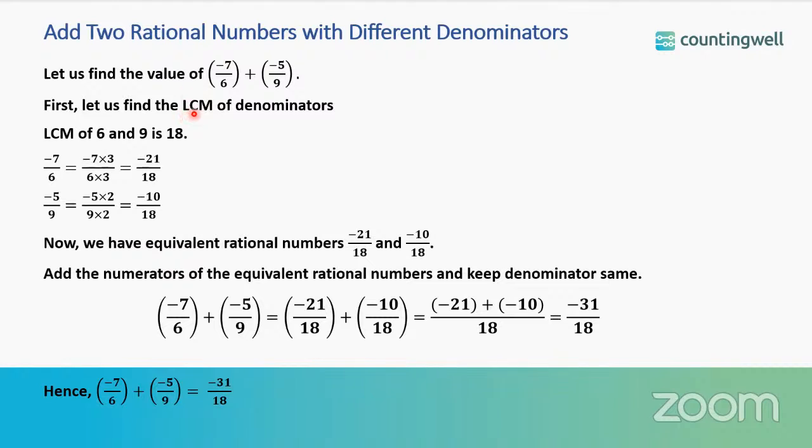First, we are going to find the LCM of the denominators, as the denominators are different. Then we write each rational number as an equivalent rational number by taking the denominator as LCM. Then we add by adding the numerators and keeping the denominator same. So this will give the sum of the rational numbers given in the question.